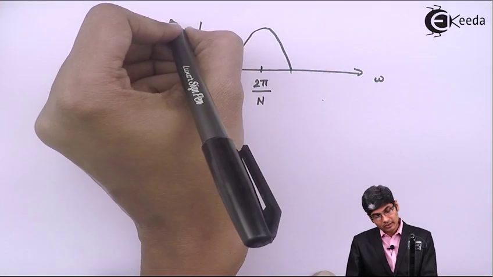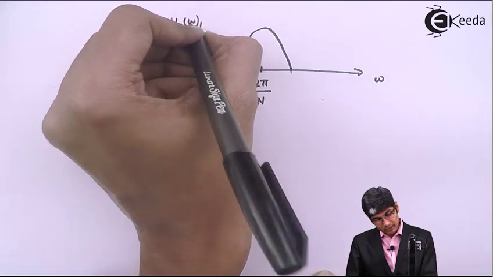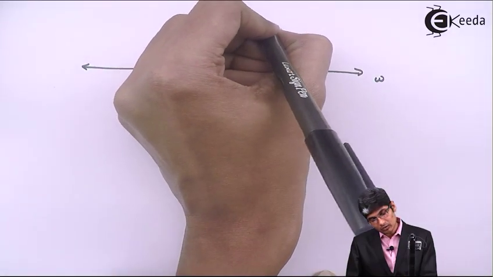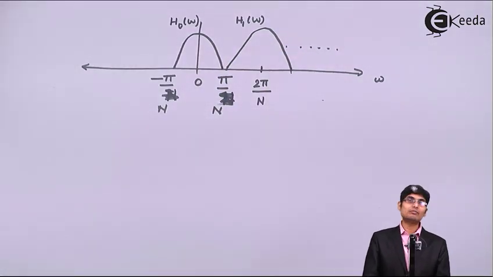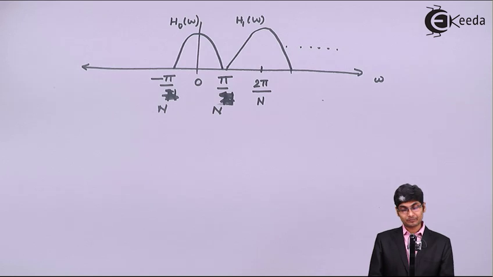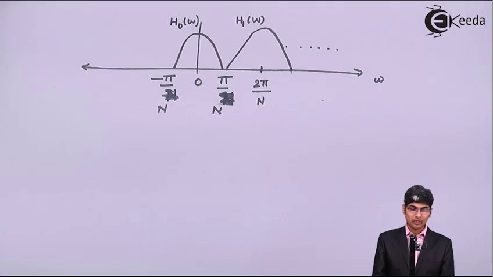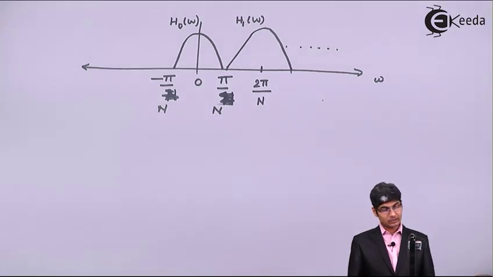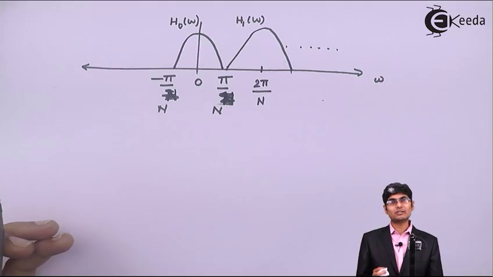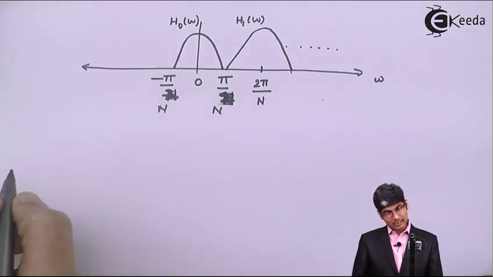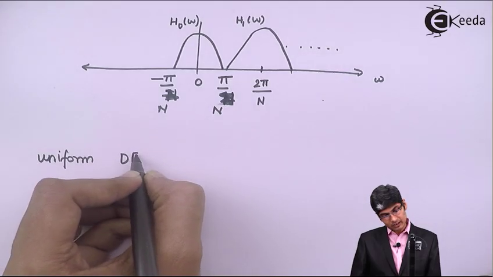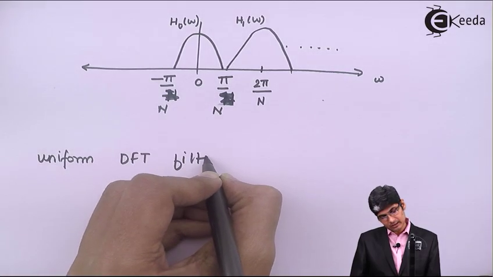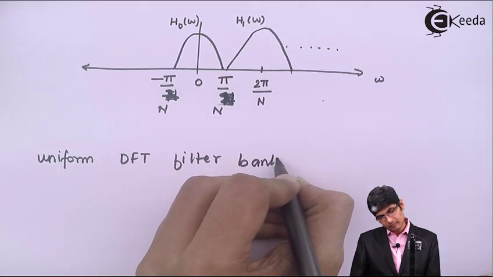So this is h0 of omega, and this is h1 of omega, and so on and so forth. I will have h n minus 1 of omega, which are just shifted replicas of h0 of omega. This type of filter bank, which uses uniformly shifting DFT, is called a uniform DFT filter bank.